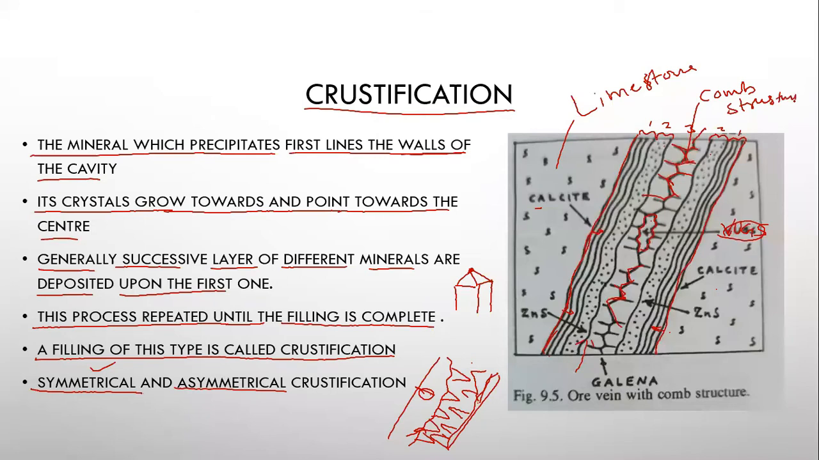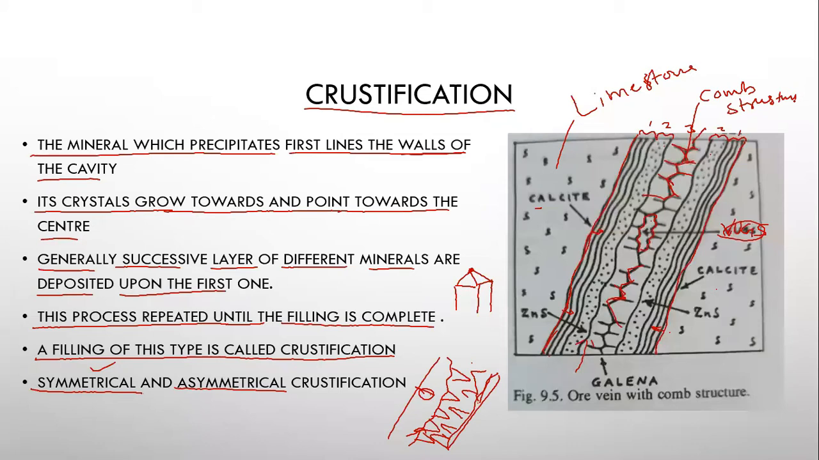This type of structure is nothing but comb structure. When the mineral's prominent crystals project towards the center of the vein, it is called comb structure. And you can see one more thing, I will tell you.